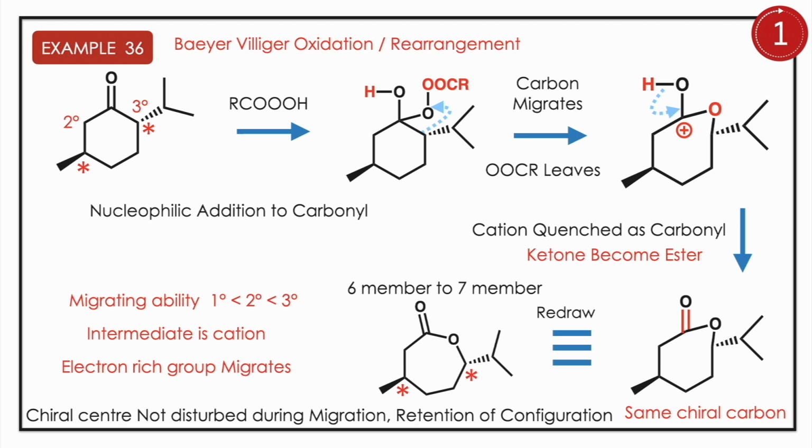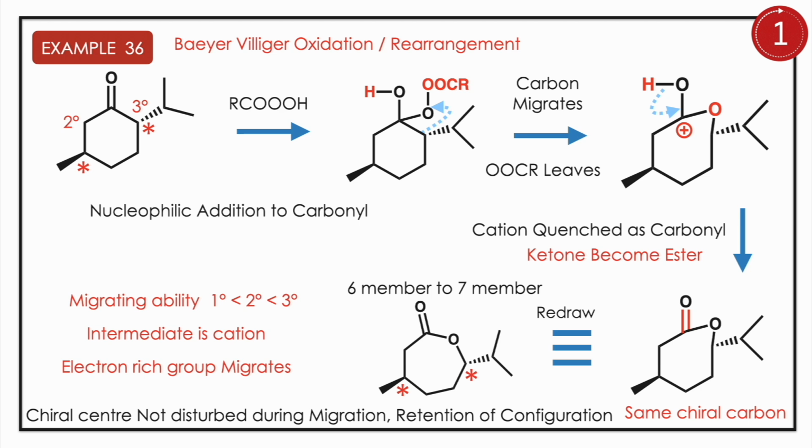The starting material has carbonyl. You are using the peracid. So nucleophilic addition on the carbonyl. New C-O bond, new H-O bond forms. Here the carbon is unstable because of many heteroatoms. You have to migrate the group. Which group migrates? Here you have secondary and tertiary nearby.